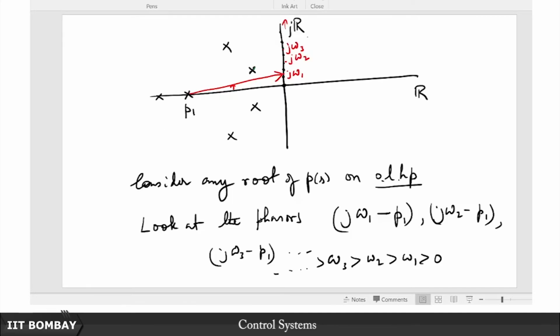Why am I saying this? Look, what is the angle? The angle is, let us say, phi 1. Now you look at this here, this is phi 2, right? So if you go higher and higher in this direction, as you proceed along this imaginary axis, as you keep increasing the magnitudes of omega, omega is like your running variable. You are choosing discrete values of omega, omega 1, omega 2, omega 3, and so on and so forth.